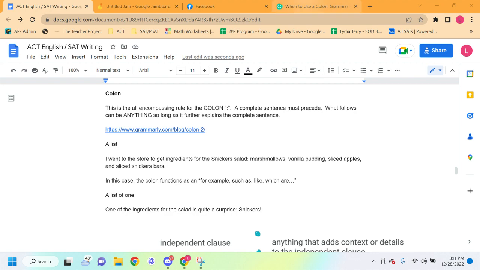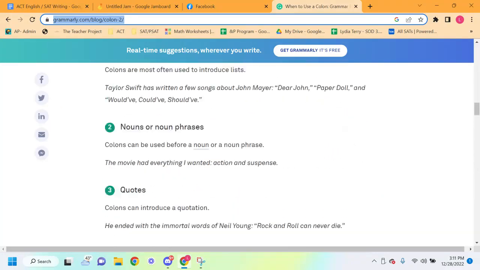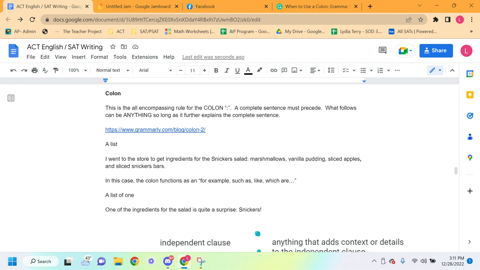Here's a link that goes into a lot of detail about this, but again, this link is gonna tell you when to use a colon, fine. But I'm gonna tell you how they're gonna try to trick you with it, okay? So when we use a colon, we usually are taught to do it before a list. I went to the store to get ingredients for the Snickers salad: marshmallows, vanilla pudding, sliced apples, and sliced Snickers bars.